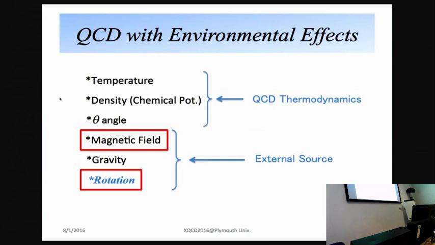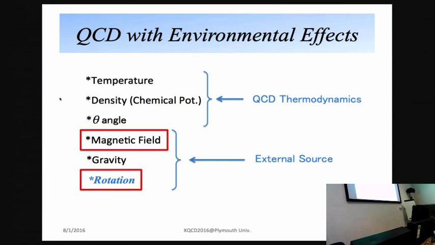First of all, we know many examples of QCD in some environmental effect. For example, temperature and density are conceptual quantities in QCD thermodynamics. And also we can consider the finite isospin angle. QCD with finite isospin angle is a very hot topic, which is related to heavy ion collision experiments. We can also consider the magnetic field and the gravitational field as external sources. So today in this work I'd like to consider rotation as a kind of external environment.